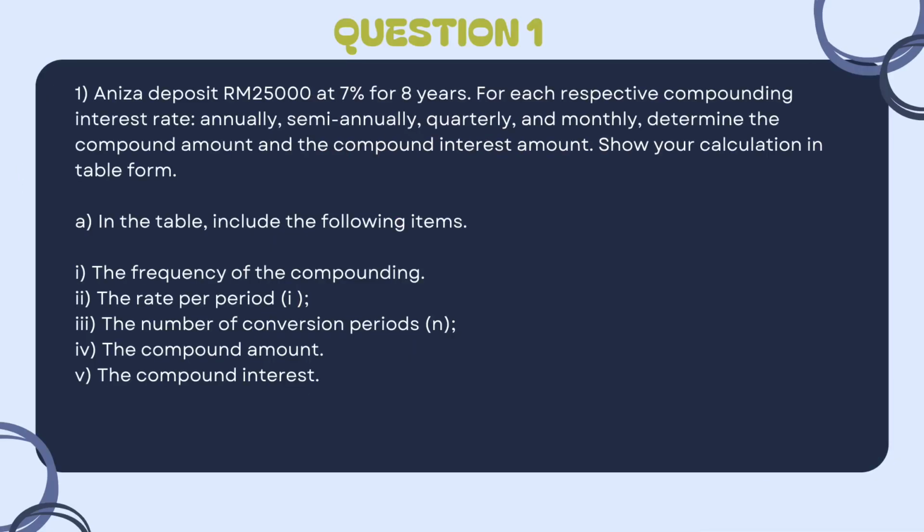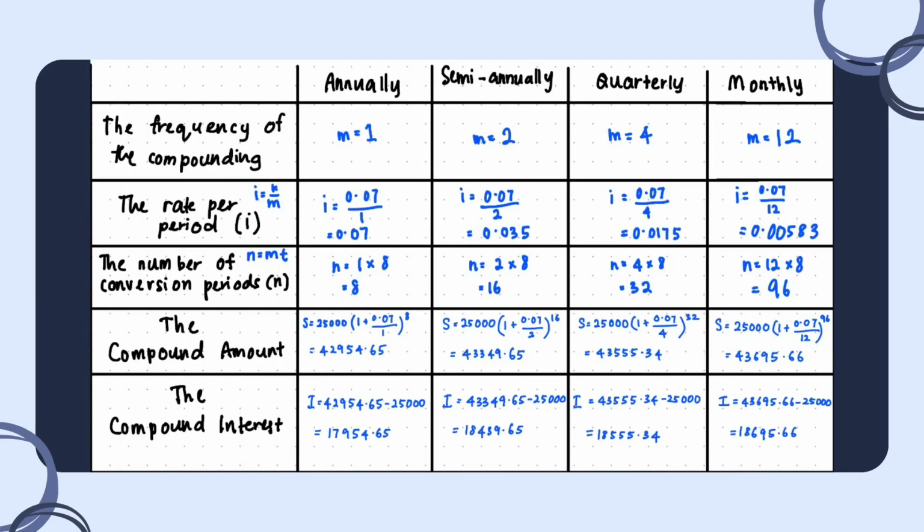Here is the situation. Here is the answer. The frequency of the compounding for annually, M is 1, which is compounded one time in a year. For semi-annually, M is 2, which we compound 2 times in a year, meaning it is compounded each 6 months. For quarterly, we compound 4 times in a year, meaning it is compounded each 3 months. For monthly, we compound 12 times in a year, meaning it is compounded each month.